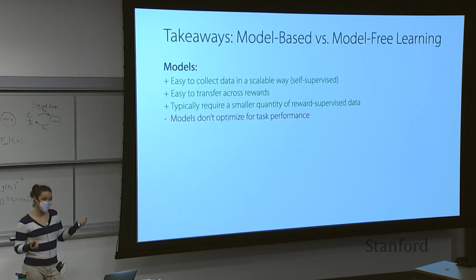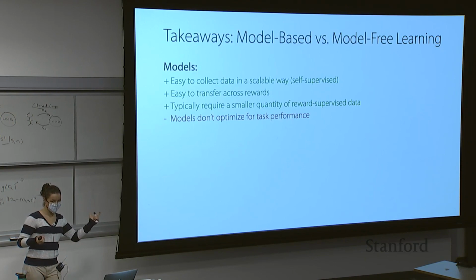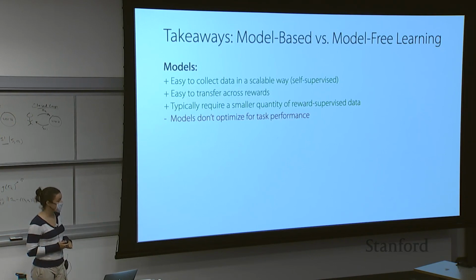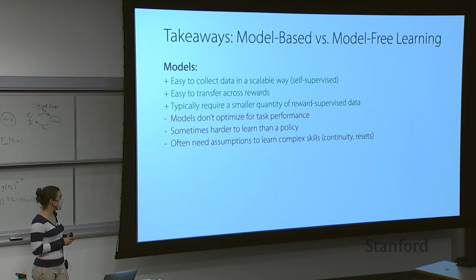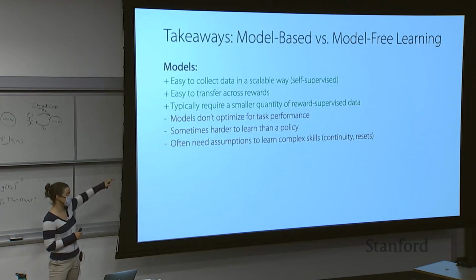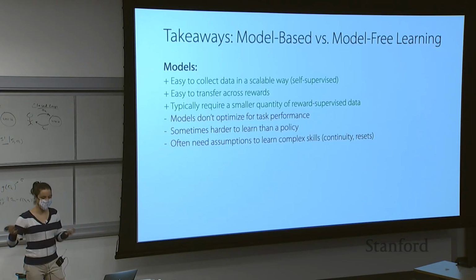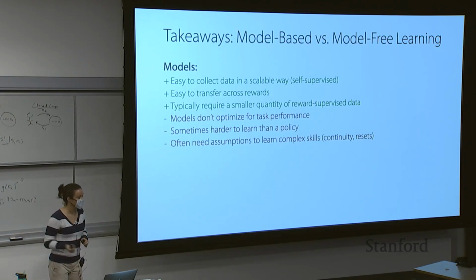The downside is that these models are optimizing for being able to predict the future and not for task performance. And sometimes it's harder to learn a model than it is to learn a policy. And then lastly, you sometimes need assumptions in order to learn more complex skills because the models for those more complex skills might also be fairly complex.